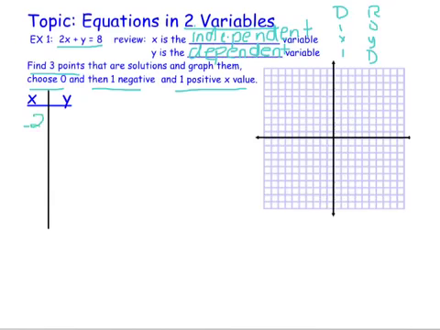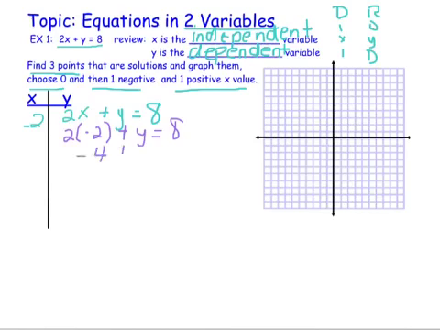Okay, so I can go ahead and rewrite my equation. 2x plus y equals 8. Okay, what are we saying that x is? We're saying that x is -2. So wherever I see x, I'm going to stick in -2, and I'm going to multiply those. So I'm going to write 2 times -2 plus y equals 8. Well, 2 times -2, what does that give us? That gives us -4 plus y equals 8.